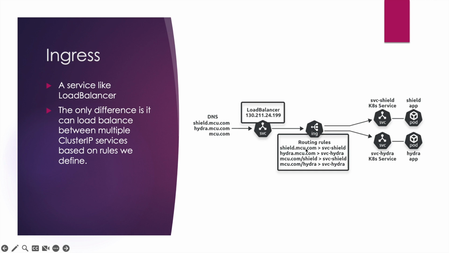So here we say that this domain will be sent to that service, and this domain here will be sent to Hydra service. And then it has also got the path configuration, that if a request like this comes in, we are sending it to Shield service, and if we have /Hydra in the URL, then we are sending it to Hydra service. So Ingress is very useful when you want to have a common load balancer that can send requests to your different applications.